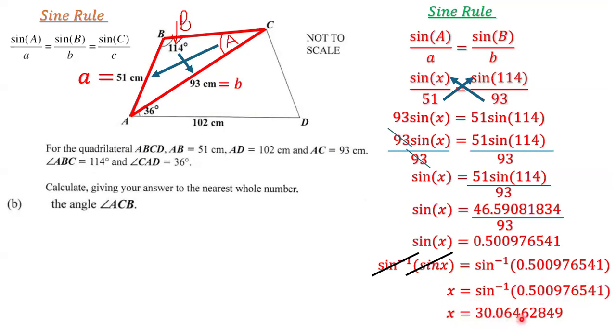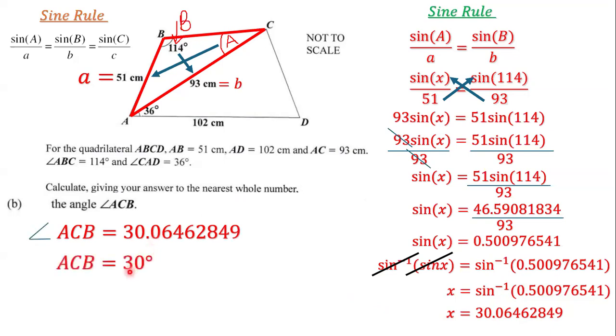30.06462849. That's what X is equal to. But they want us to give our answer correct to the nearest whole number. If we look at this particular digit right here, this is 0, and 0 is less than 5. And so since 0 is less than 5, we cannot round up. And so the answer is ACB is equal to 30 degrees.